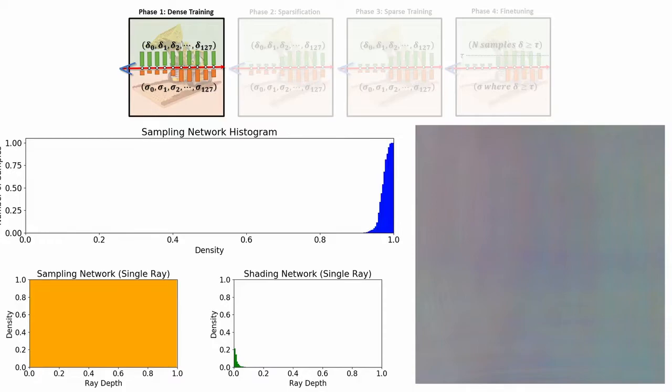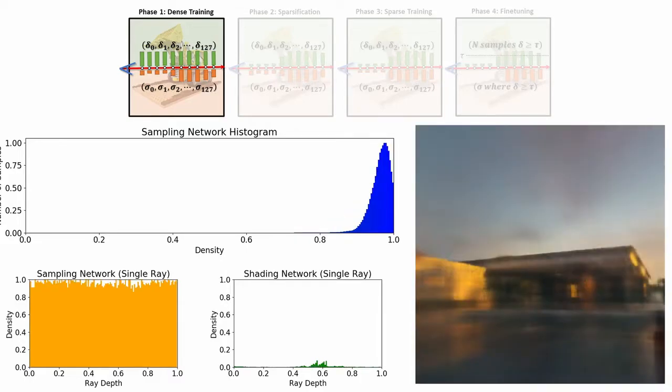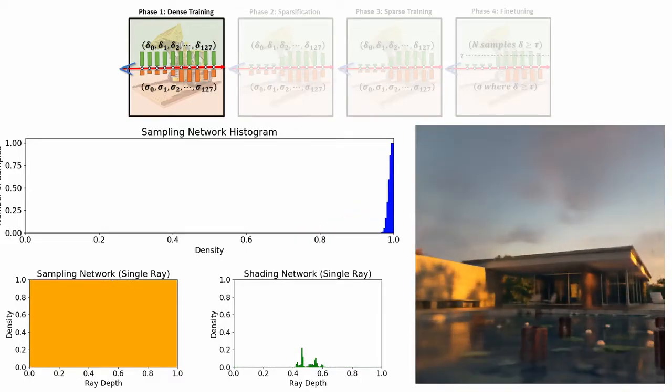In this visualization of our four-phase training scheme, we show the outputs of a single ray for both the sampling network and the shading network on the left side, and the resulting output image on the right side. First, in the initial dense training phase, the shading network is sampling the full input space to provide an initial estimate of the scene, as the sampling network outputs are forced to be 1.